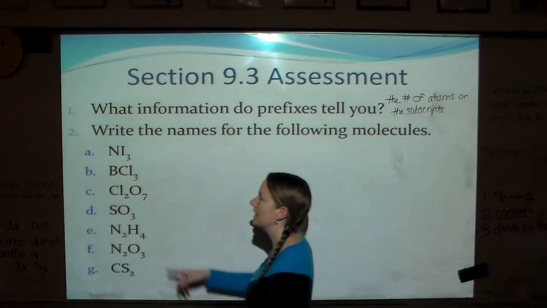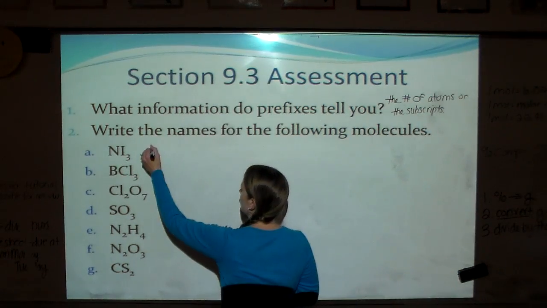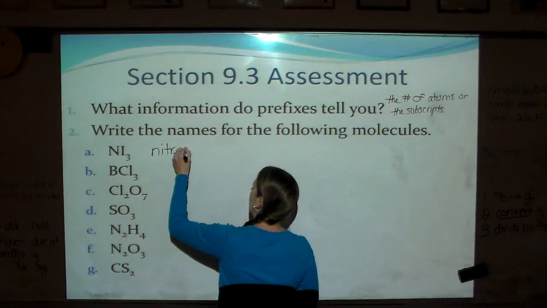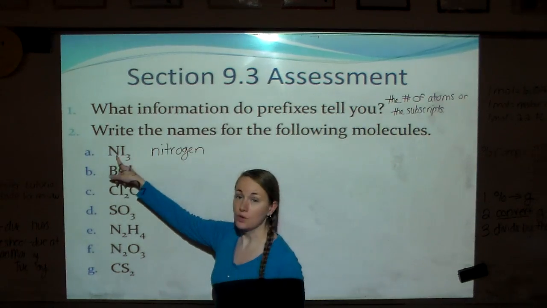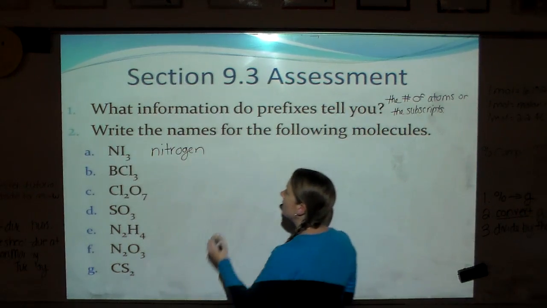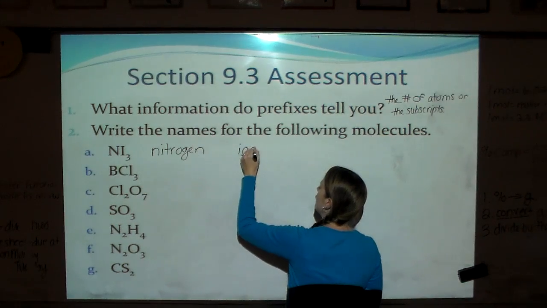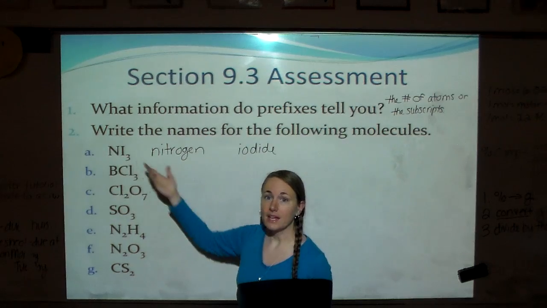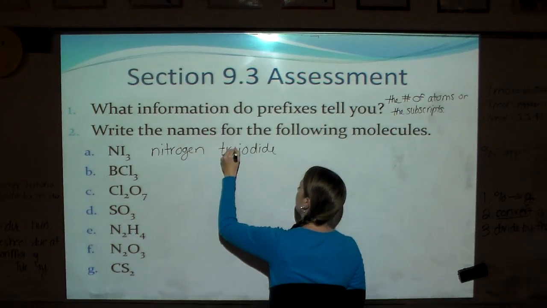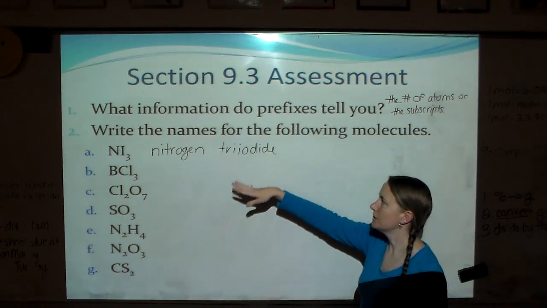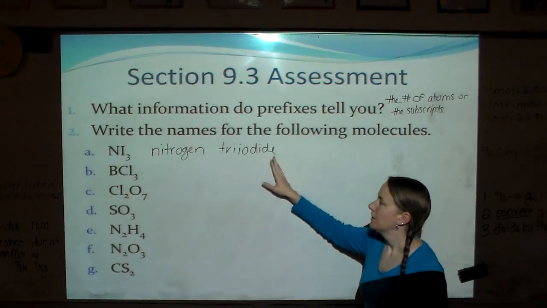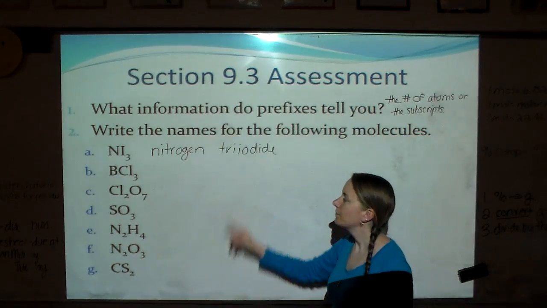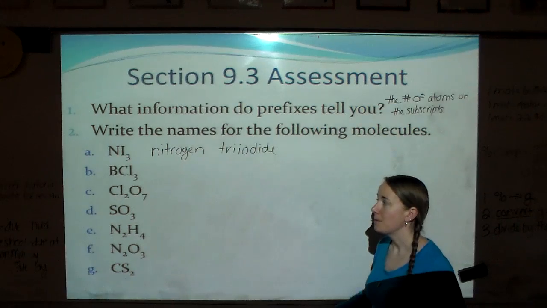All right, so let's look at the first one, NI3. Well, N is nitrogen. I don't need a prefix because there's only one of them. I is iodine, which I'm going to change to iodide. And then because there's 3 of them, I need to add tri. Okay, so it'd be nitrogen triiodide. All right, so let's look at B.